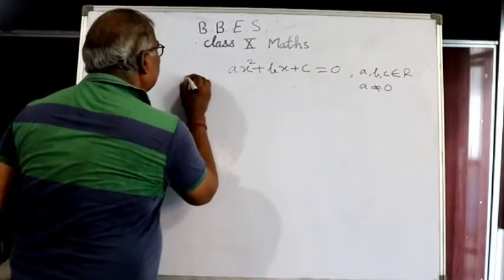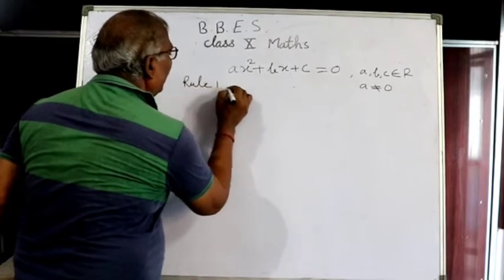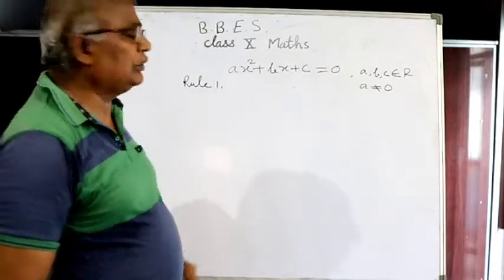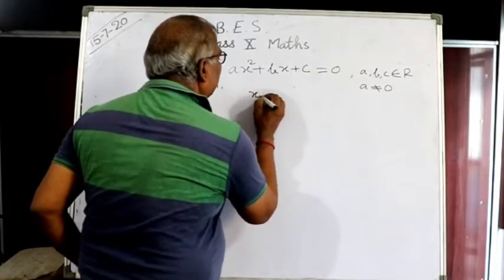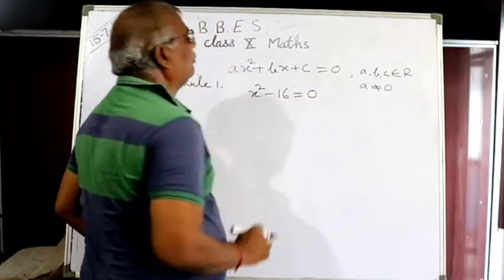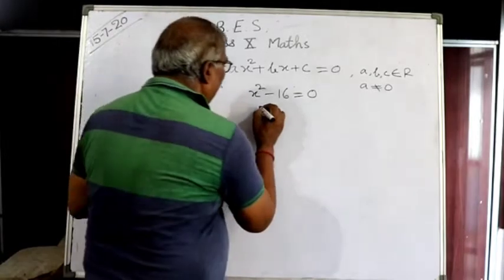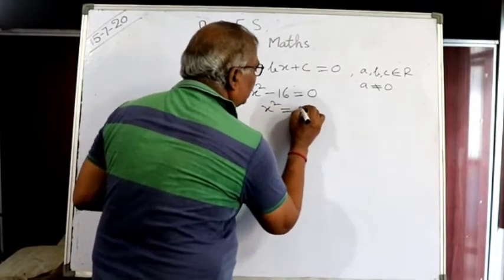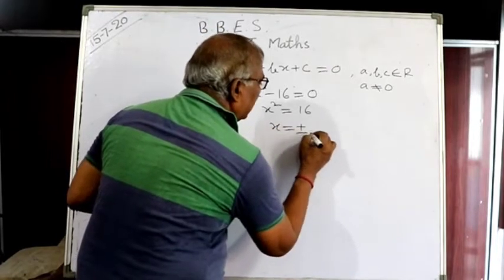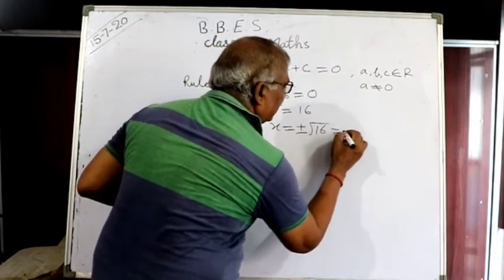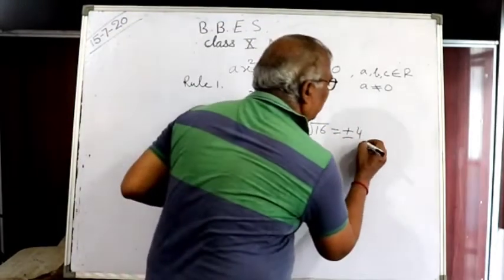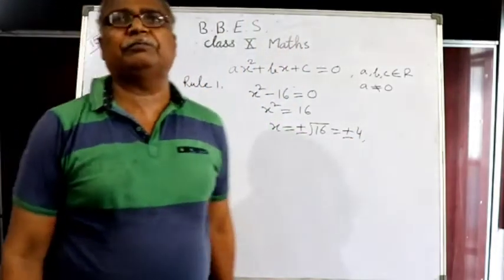Now rule first. Every quadratic equation has two roots. Suppose that x square minus 16 is equal to 0. Then we can write x square is equal to 16. Then x is equal to plus minus square root 16. This is equal to plus minus 4. There are two roots, plus 4 and minus 4.